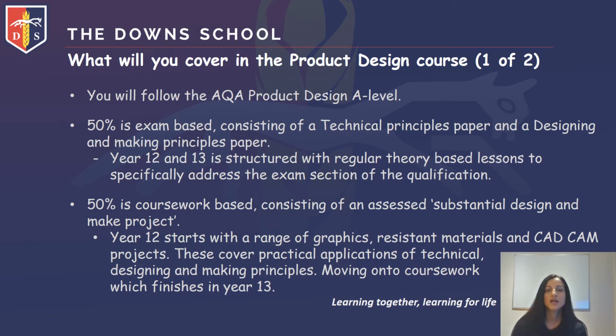Now, the second part of the qualification, so that's the 50% that's coursework based, consists of an assessed substantial design and make project. So this is very similar to how you study at GCSE. It's much bigger, much more in depth. Okay, so year 12 starts with a range of projects from graphics, resistant materials, and CAD/CAM, so computer-aided design and computer-aided manufacture projects, which adds just a huge range of skills that's going to help you when it comes to doing your coursework. Okay, and these projects cover the practical applications of technical designing and making principles, which helps you with the coursework, and it also helps with the exam theory side of things as well.